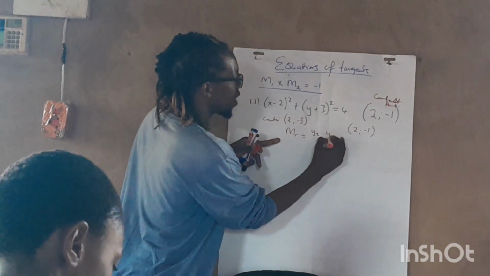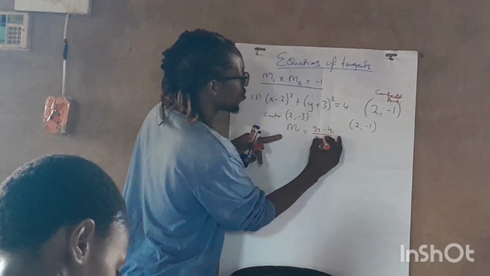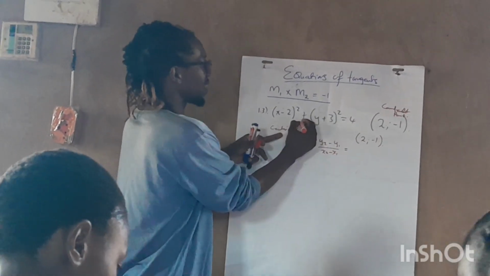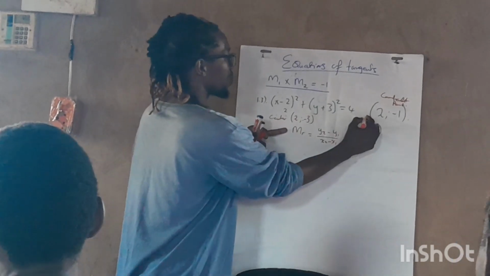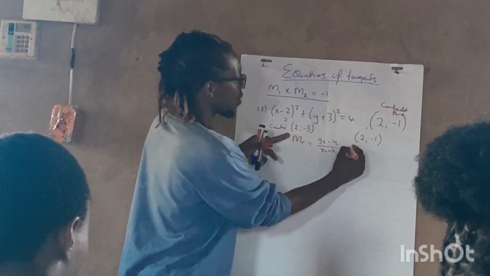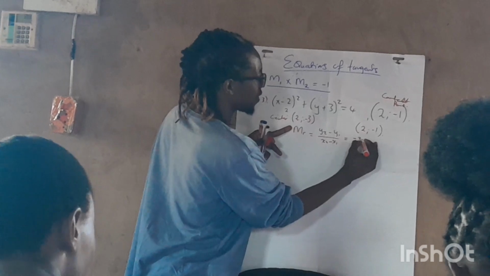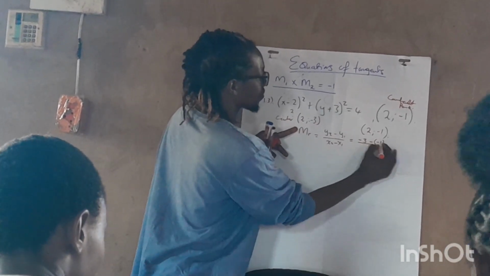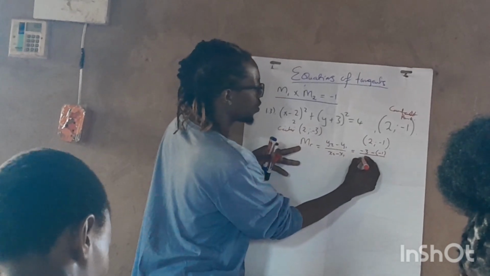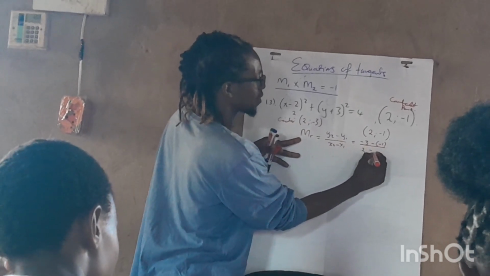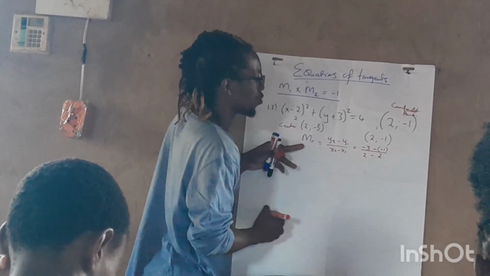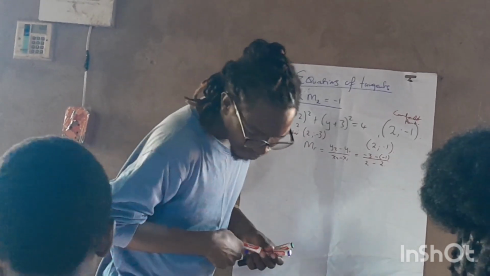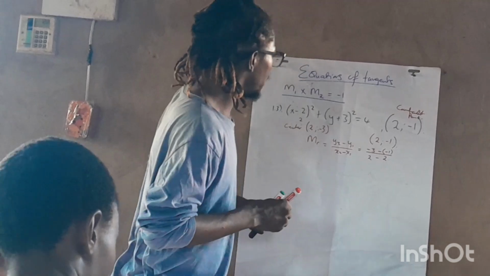So our gradient of the radius will be equal to y2 minus y1 over x2 minus x1. If we take this point as our 2 and this point as our 1, our y2 will be negative 3 minus negative 1, all over 2 minus 2. That's correct.